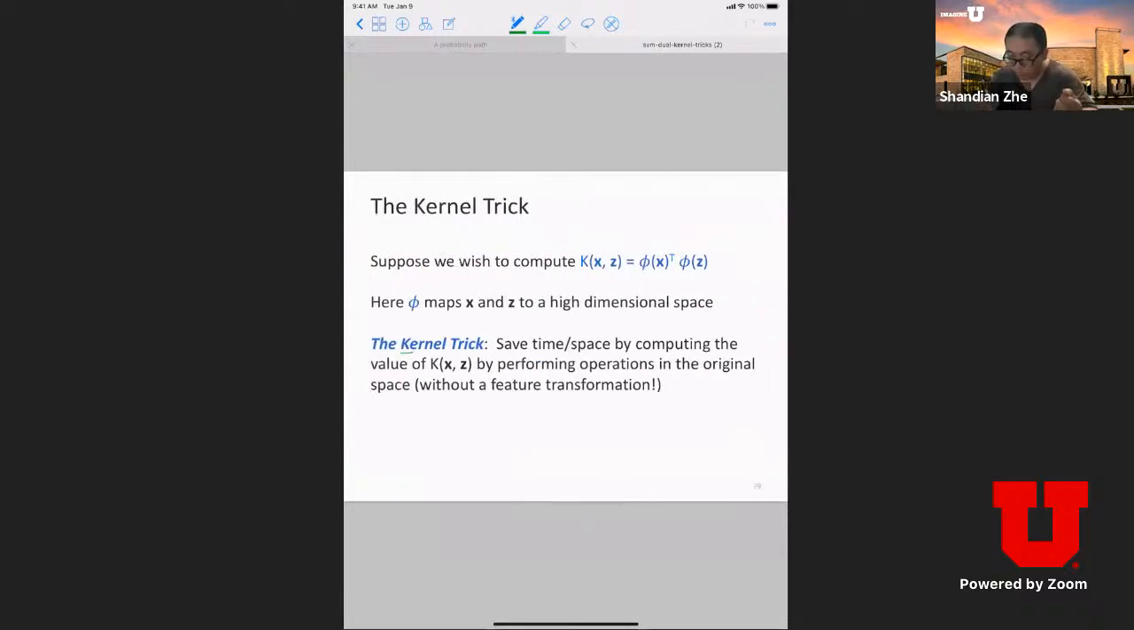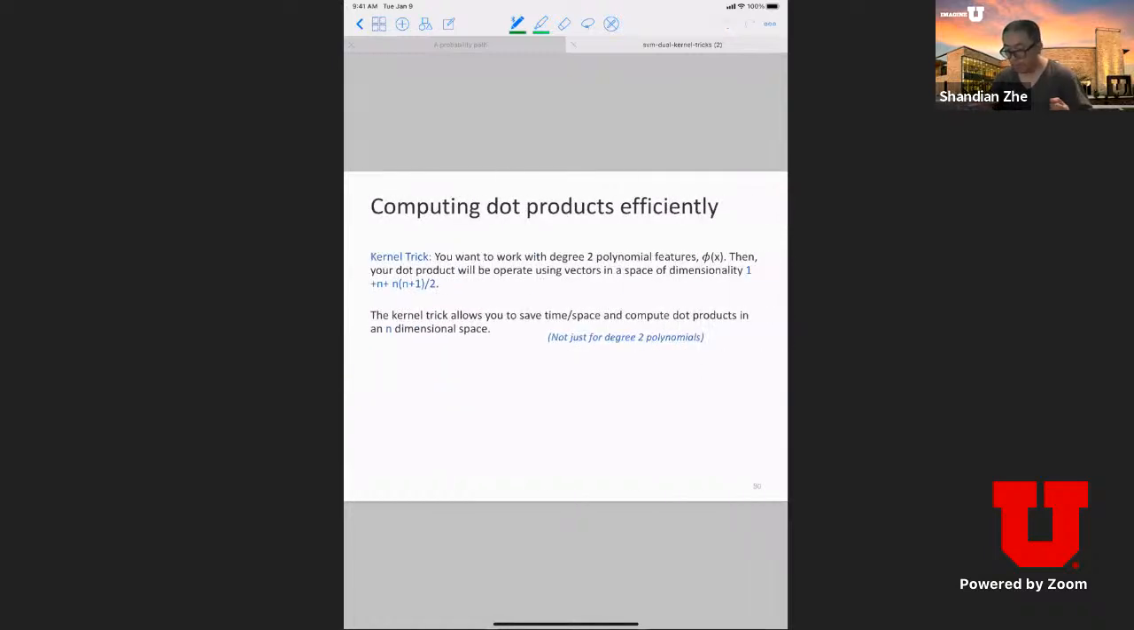So here I want to summarize the kernel trick. The kernel trick is a computational trick which can save time and space by computing the value of k(x, z) by performing operations in the original feature space rather than explicitly conducting the feature mapping and inner product without feature transformation. This is the kernel trick. Here is just the analysis of the computational efficiency, which I have done.